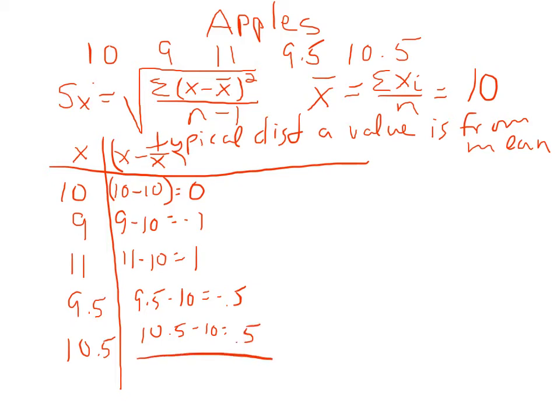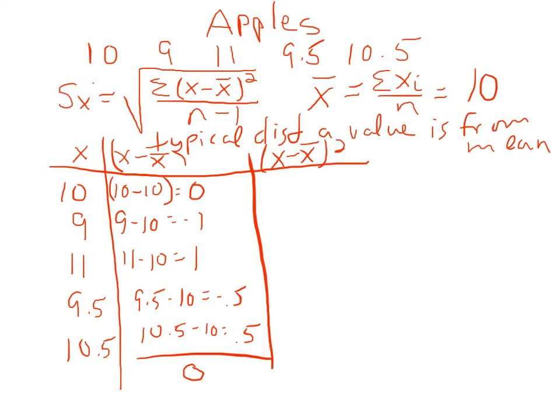Now here's the whole reason we have to do this. If I add all these values up, look, negative 1, positive 1, negative 0.5, positive 0.5, they all add up to give us 0. That's why now I need to do something to get rid of that. And so what we do is we take all these values and we square them.